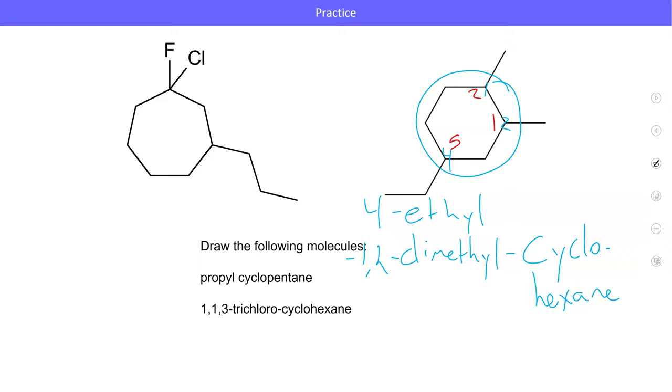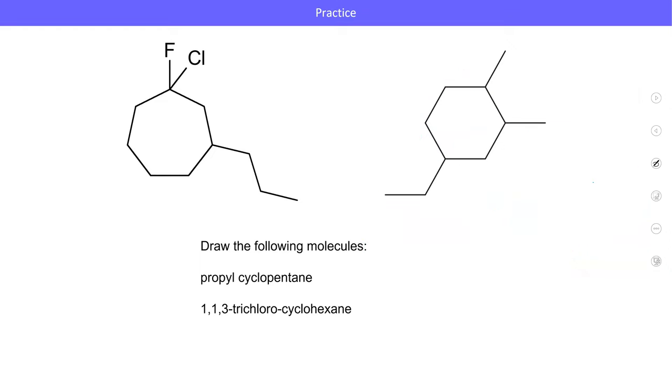What about propylcyclopentane? Is there anything tricky about that one? Start with your cyclopentane, so start with the pentagon. It doesn't have to be perfect, just needs 5 sides. Then pick a spot, any of them are the same. We only have one branch on it, so all the carbons are identical to each other. So one, two, three.